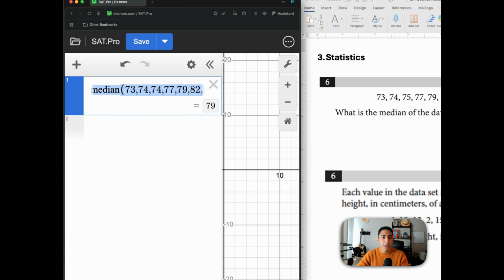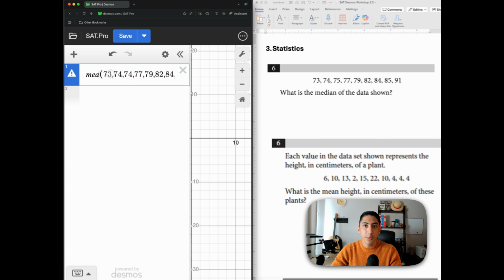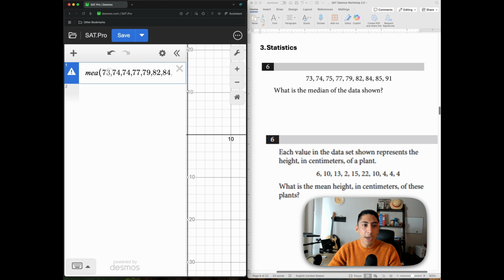If I was looking for the mean, I wouldn't type this all out again. Some questions might ask me to find the median and the mean and compare them. I can actually just type in mean and then I get it here. So I can see here that the median is 79 and the mean is 79.8888. In this case, the mean is clearly bigger.